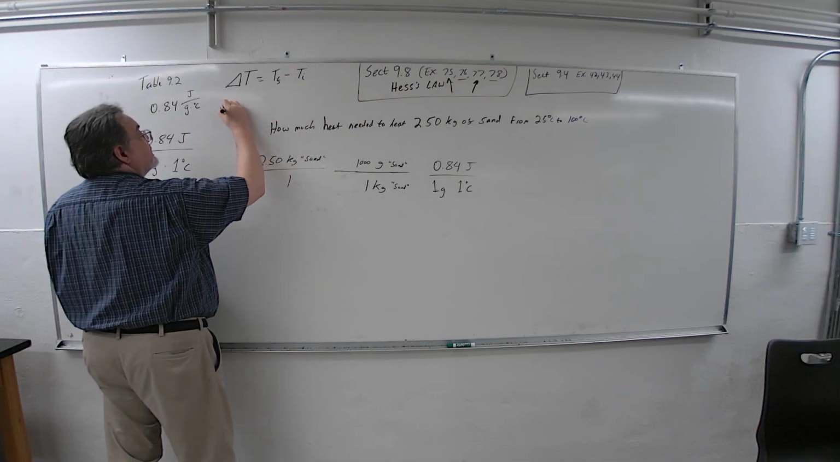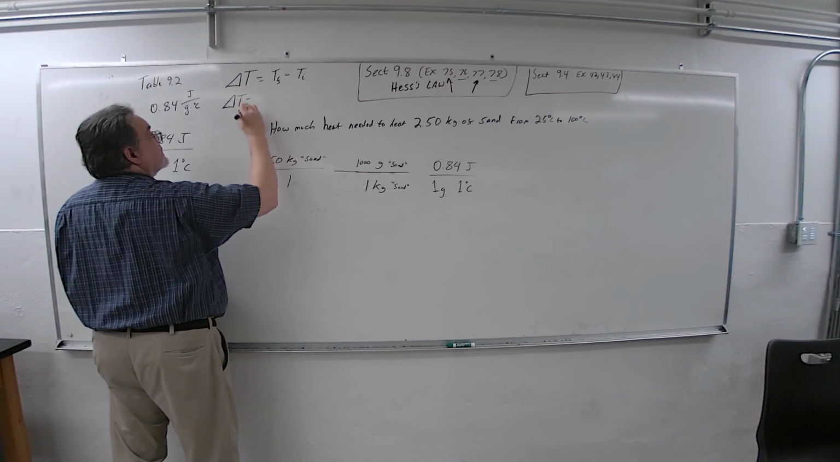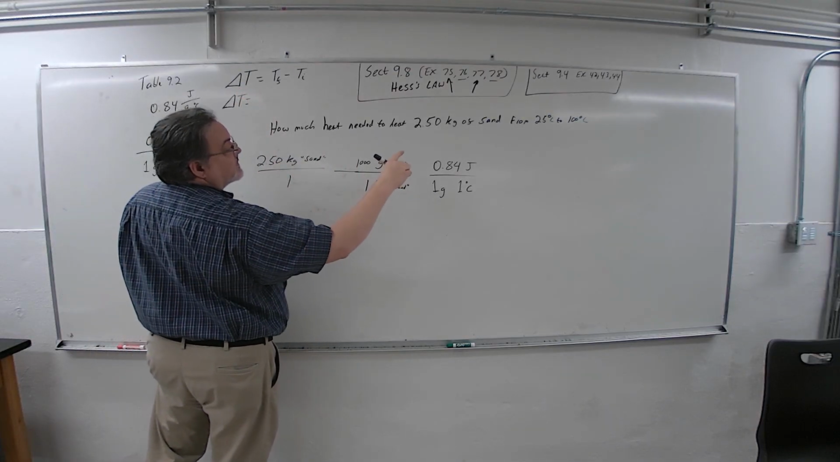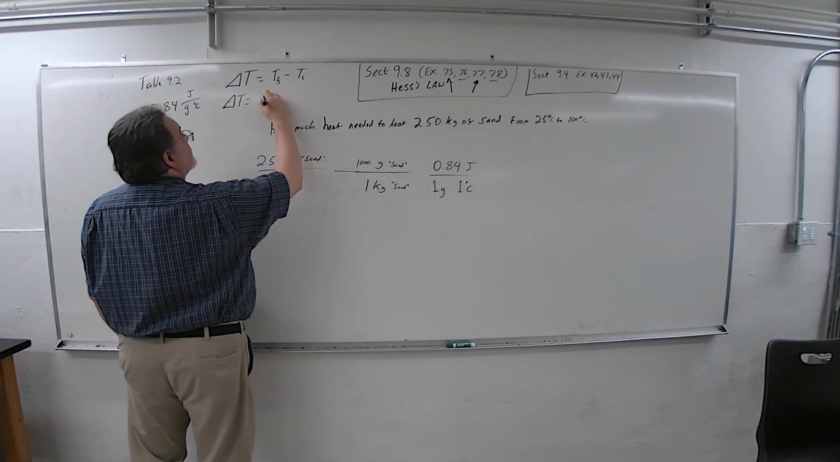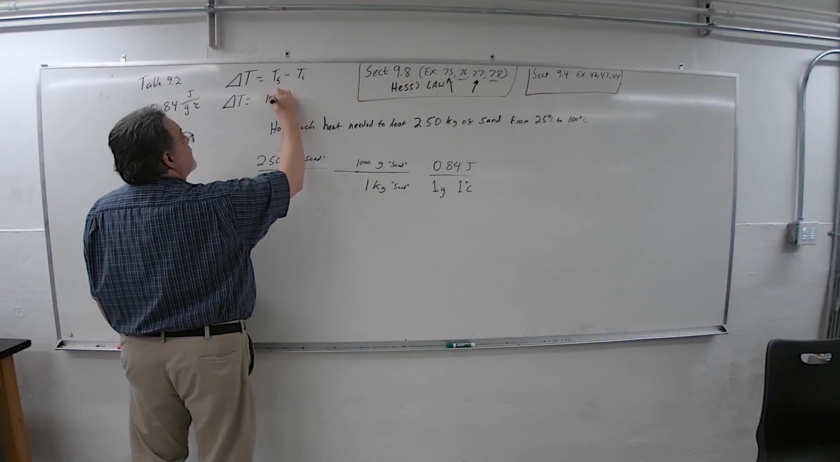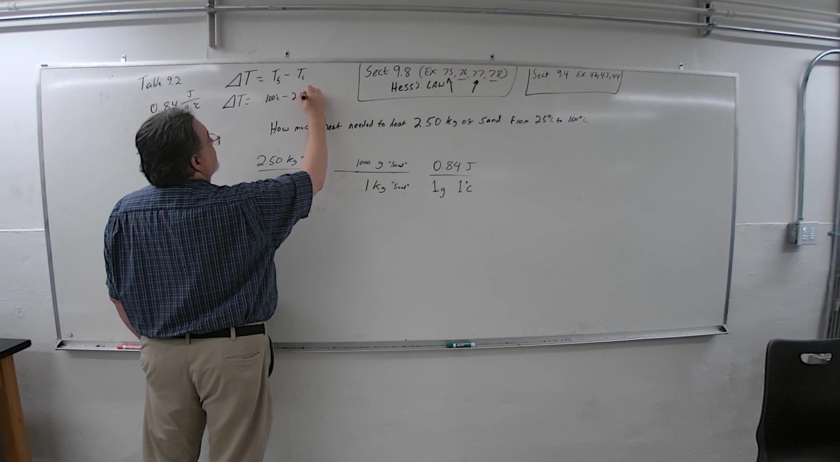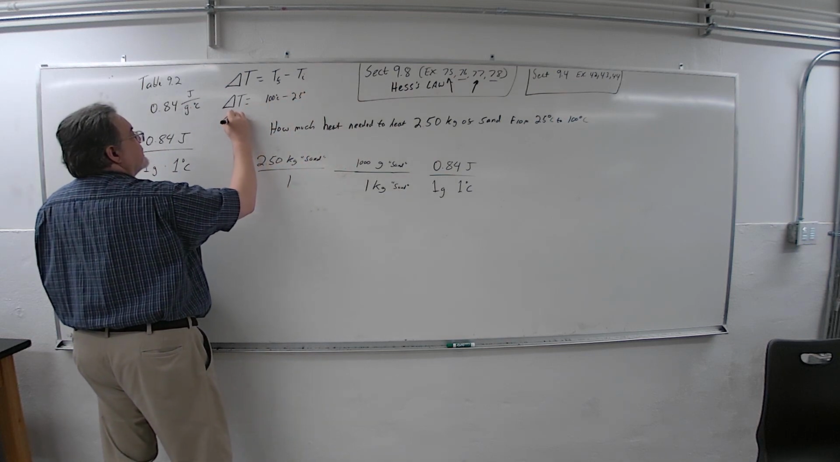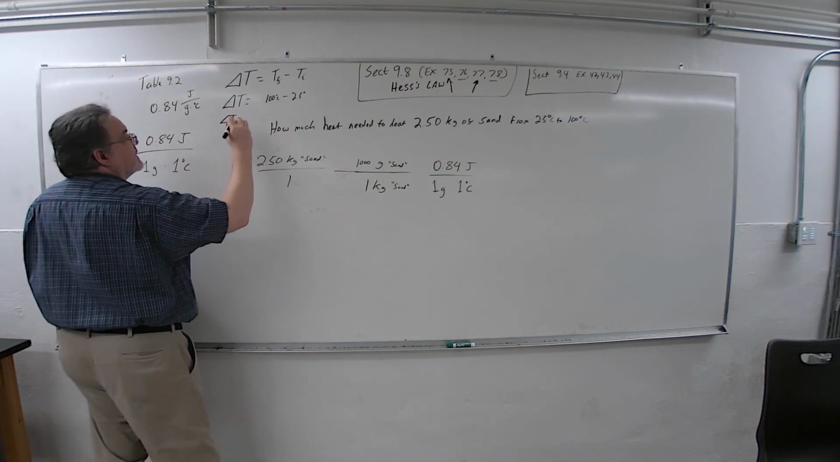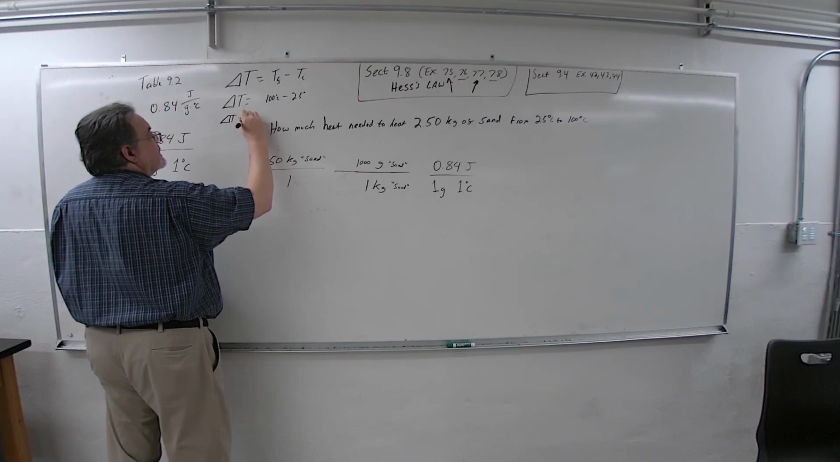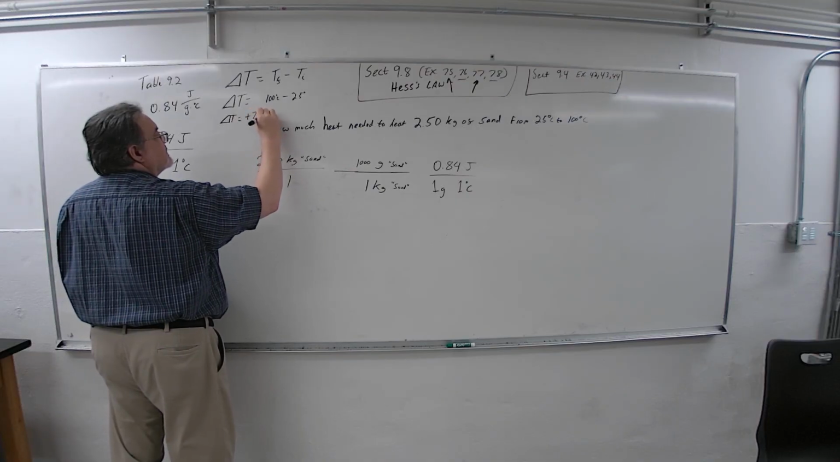So here, our delta T equals, our final temperature is 100 and our initial temperature is 25. That means our delta T is 100 minus 25. The delta T is plus 75 degrees C.